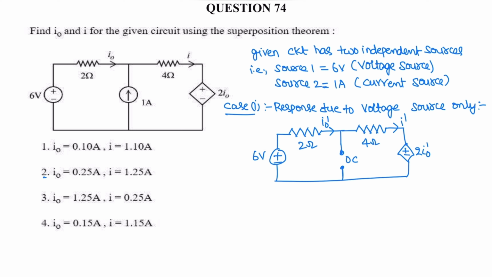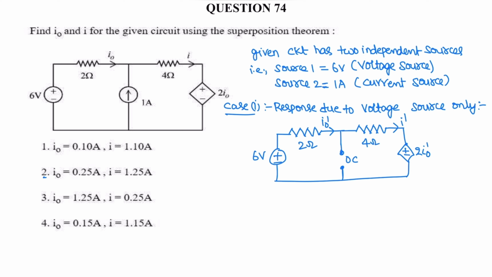Now there are two sources in the circuit, that is a 6 volt independent voltage source and a 1 ampere independent current source. Let us see the response due to the voltage source only, when the voltage source is acting alone. When the voltage source is acting alone, all the independent current sources are open circuited and voltage sources are short circuited, and we need to keep dependent sources as they are.